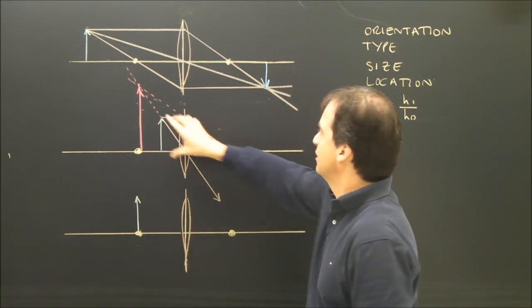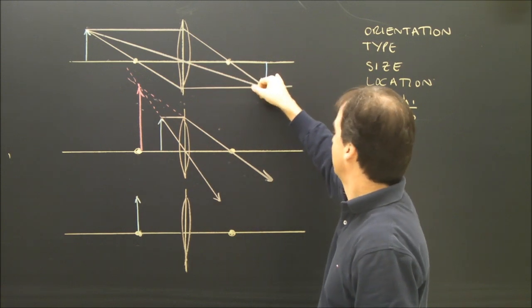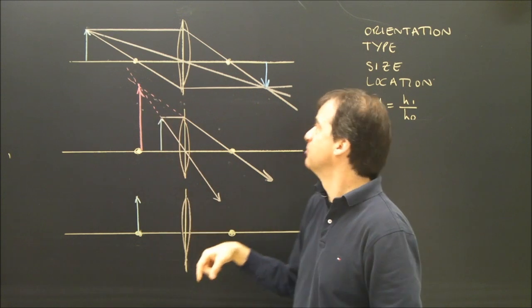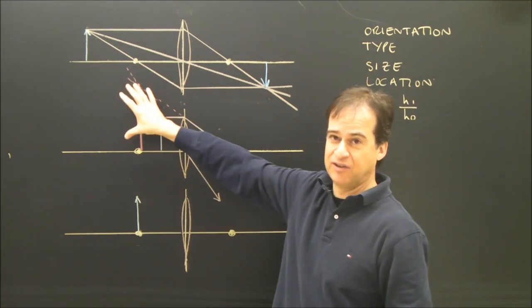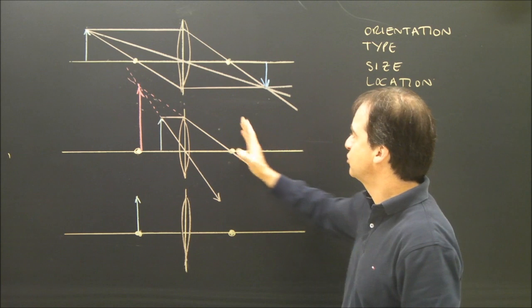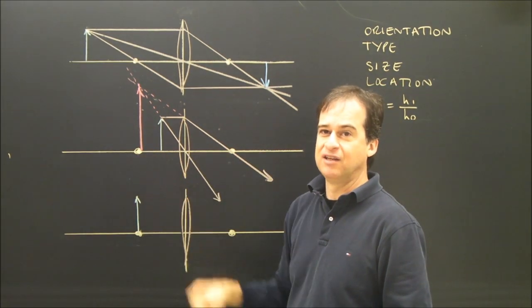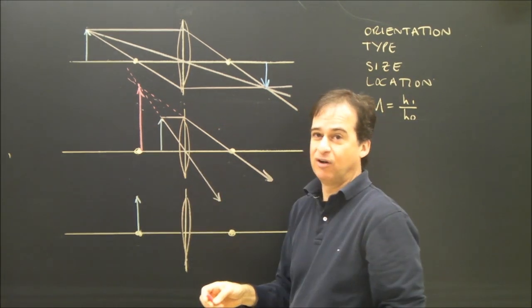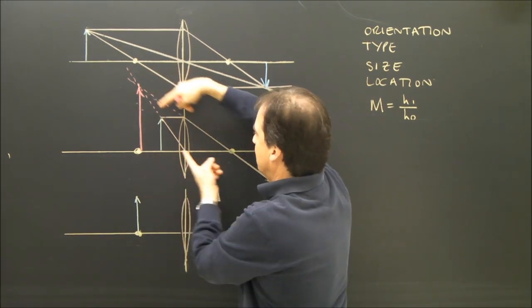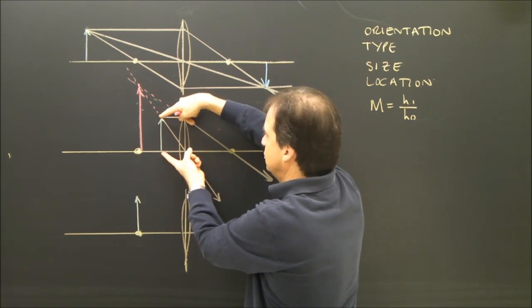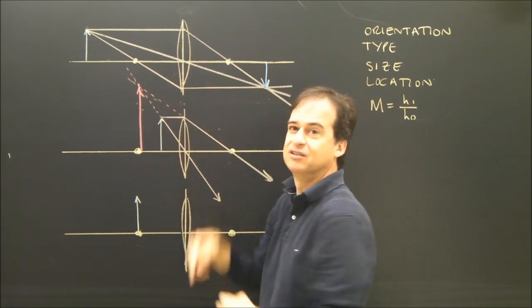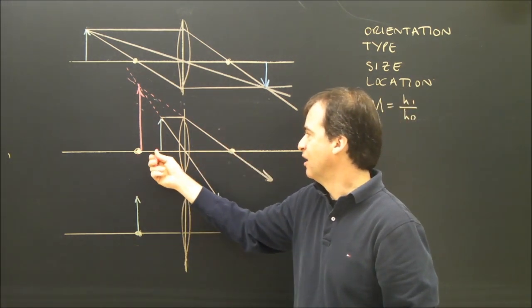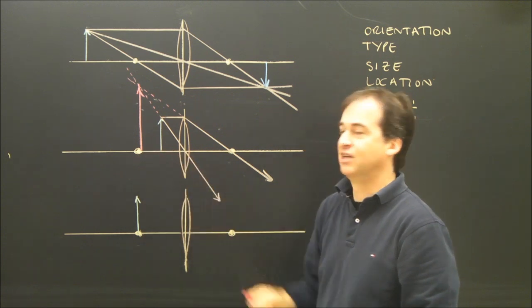The orientation is upright, as opposed to this one was inverted. The type is virtual, because the three rays did not actually meet. I had to trace them back. The size is definitely bigger. The location is further from the lens than the object. And the magnification, this is bigger than this, so it's going to be greater than 1. I measure this. Height of image over height of object, and it'll be greater than 1. So that's the other type, when the object is between the secondary focus and the lens.